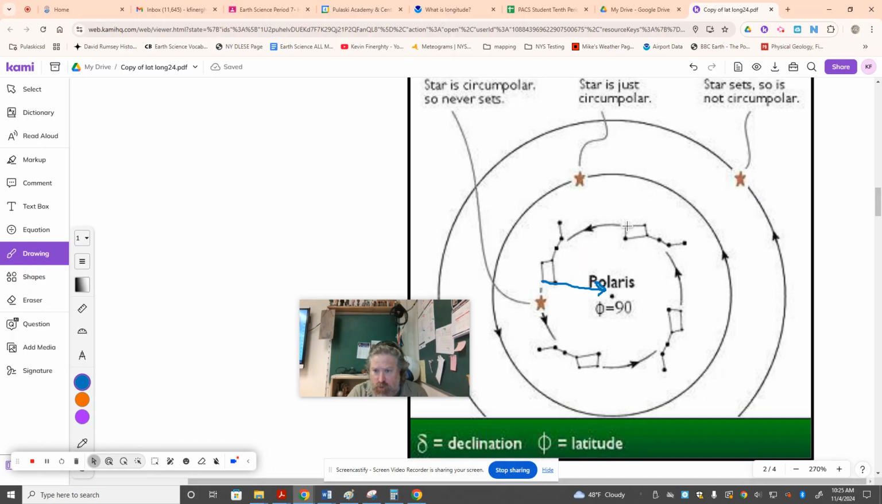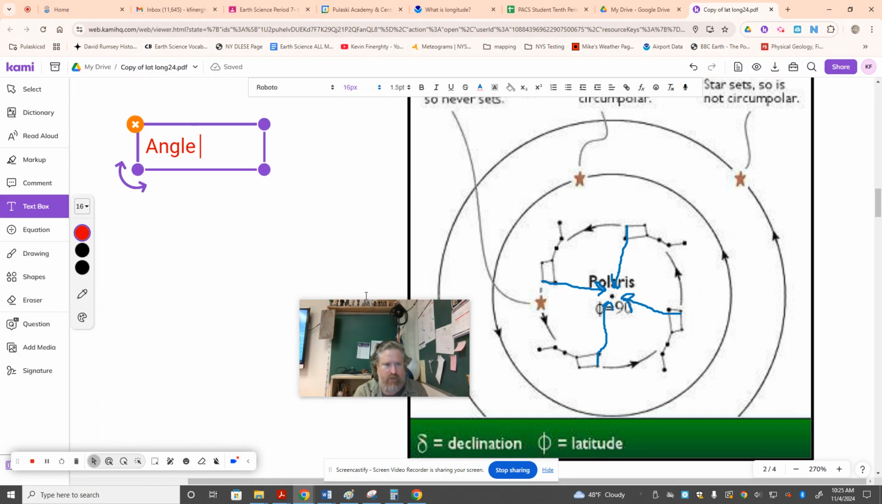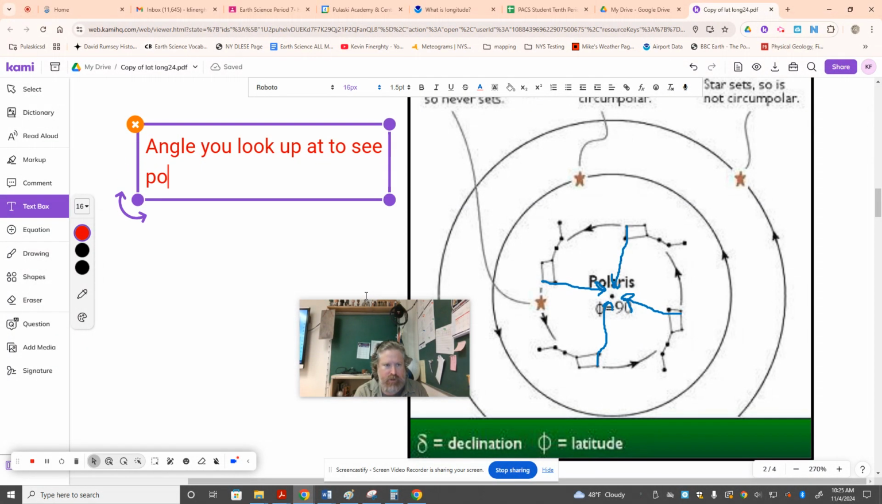Those two stars at the end of the scoop point to where Polaris is. Doesn't matter where it is. It goes around 24 hours. It goes all the way around. I know some of that's daytime, but that's how you can find it. And then the answer is that simple. We'll write it again over here. The angle you look up at to see Polaris equals latitude.